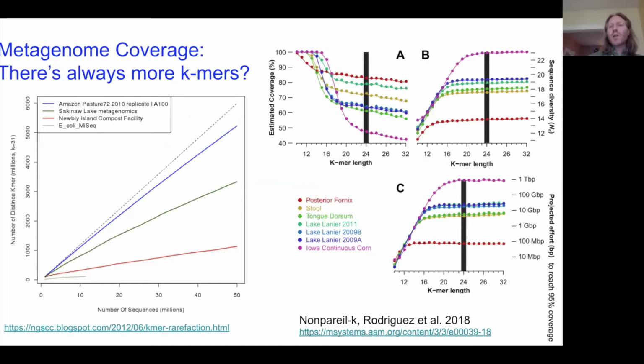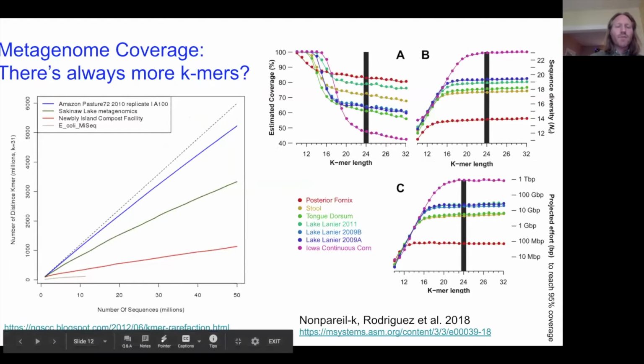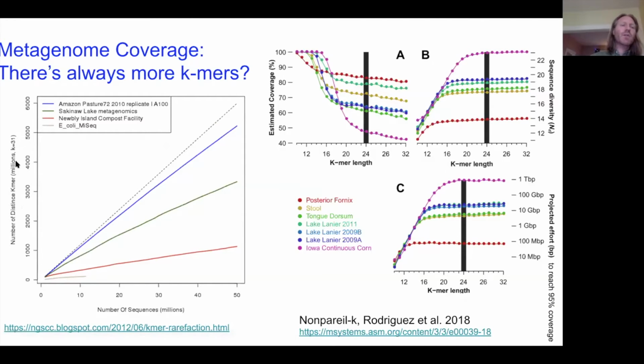So how do we actually look at coverage in metagenomes? This has been a question that people have asked for a long time, trying to figure out, okay, if I keep sequencing this sample, will I always find new k-mers that I haven't seen before? So this is an example from a blog post in 2012, just showing the number of sequences on the x-axis here on the left, and the number of distinct k-mers in millions at a length of k equals 31 for a variety of different samples here.